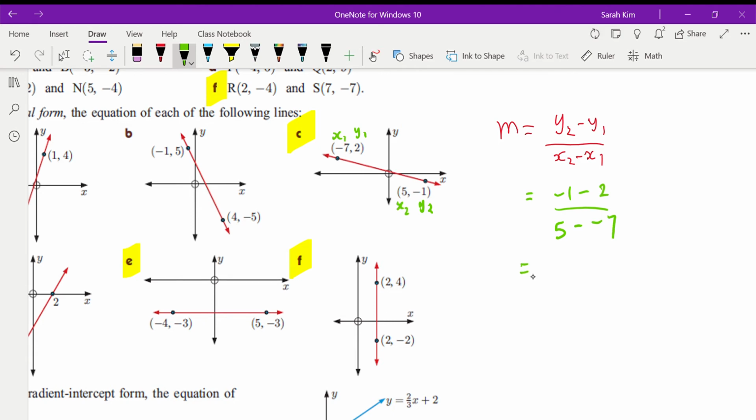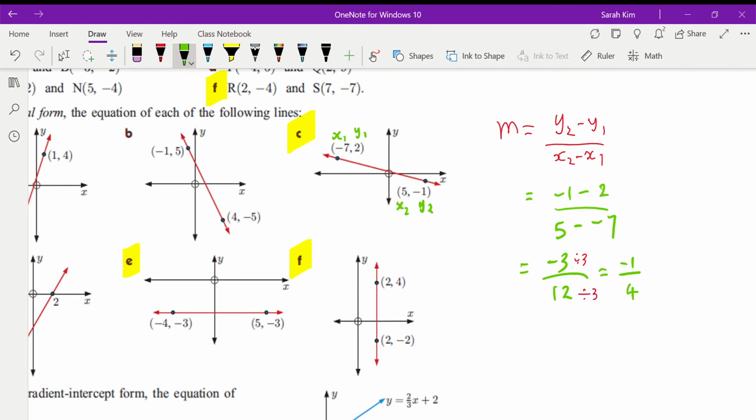So let's do this calculation. -1 take 2 is -3, and 5 take -7 turns into a plus, 5 plus 7 is 12. Now I can simplify this. Remember, I always like to simplify the fractions. I can divide both numbers by 3. What happens if I divide -3 by 3? I get -1. 12 divided by 3 is 4. Okay, so -1/4 is my slope.